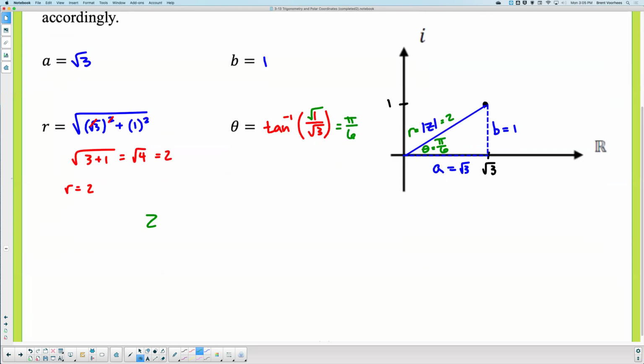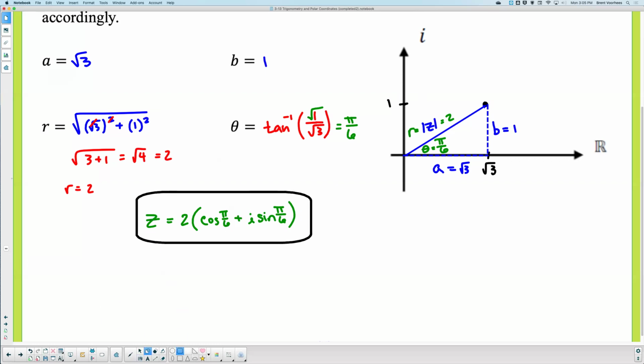So the polar form would be z equals r, which is 2, parentheses, cosine of our theta, which is pi over 6, plus i sine of pi over 6. That is the same form. If you don't believe me, just reduce it. That right there is our answer.